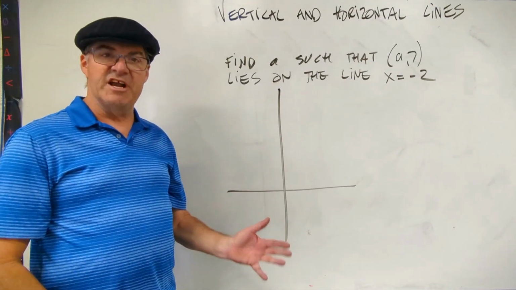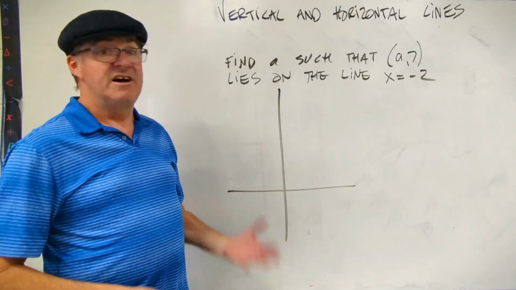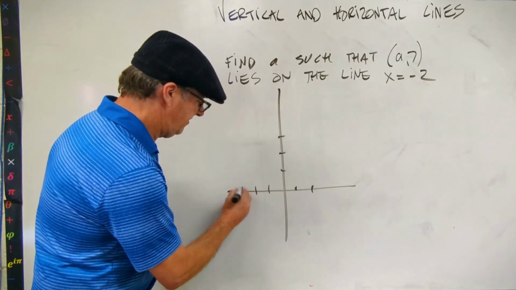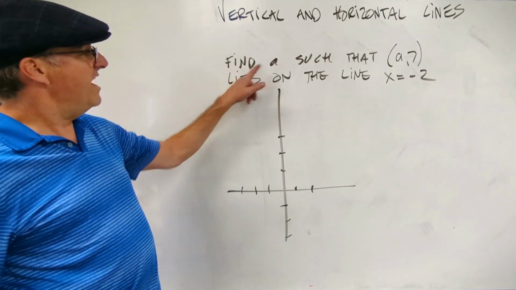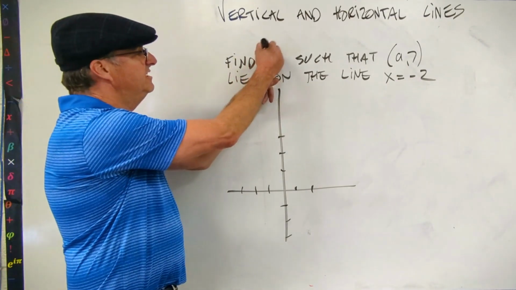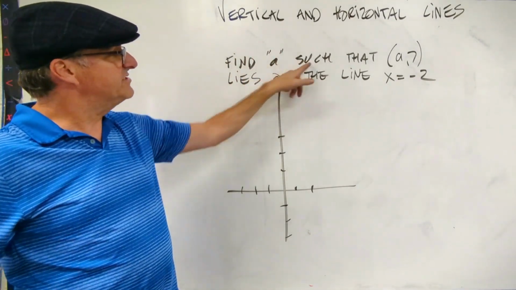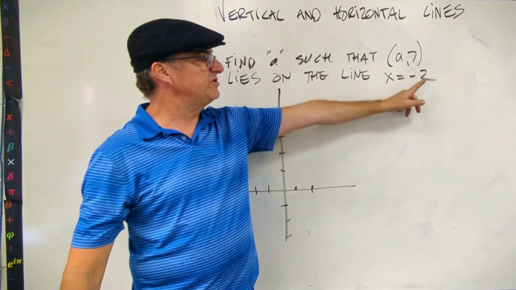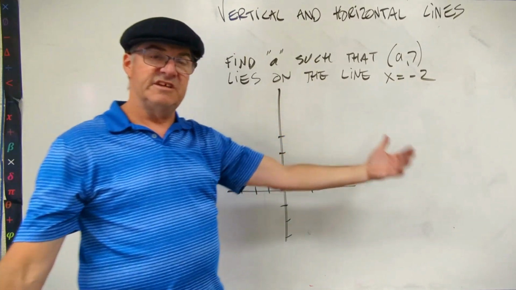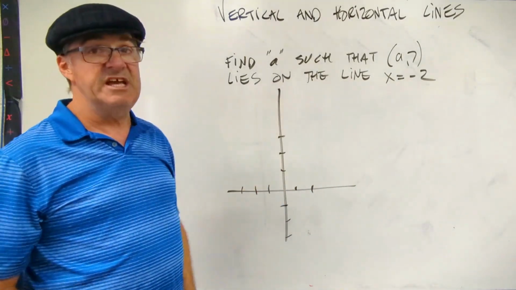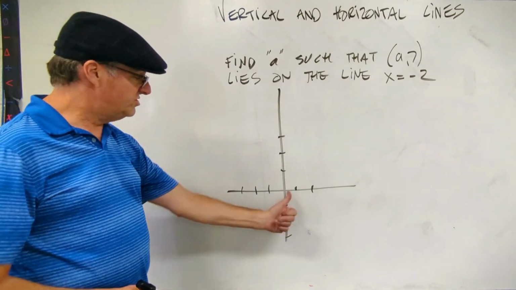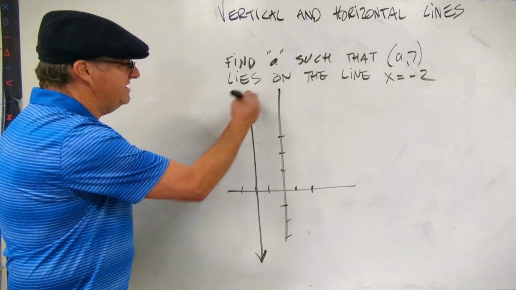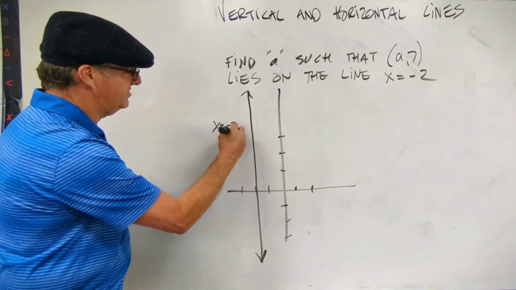Okay, here's an interesting variation on a kind of question that you might get on the exercises in this unit. Let's put my units on my graph. So here we go. Find a, remember that's that constant for a vertical line, such that (a, 7) lies on the line x equals -2. Okay, so to answer this one, I'm going to throw x equals -2 on the graph. So we go 2 negative. This line goes right there. This is the line x equals -2.